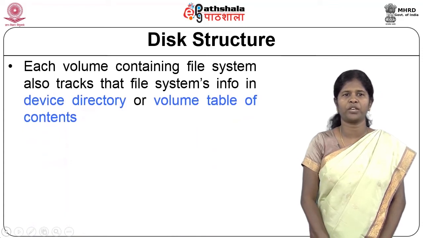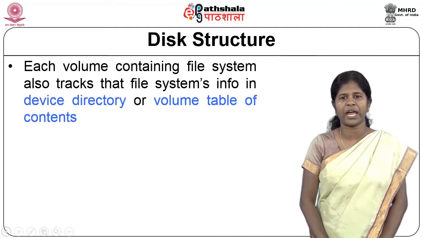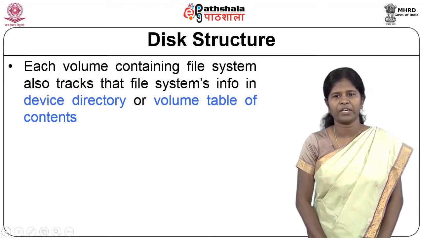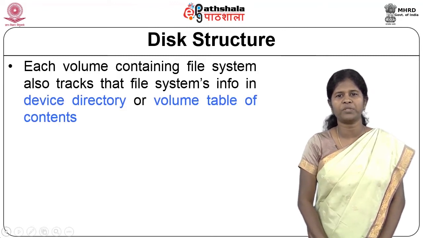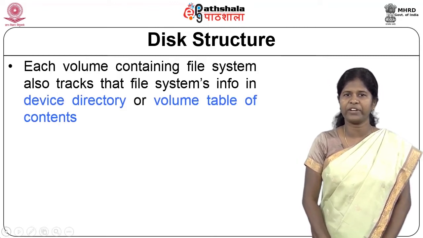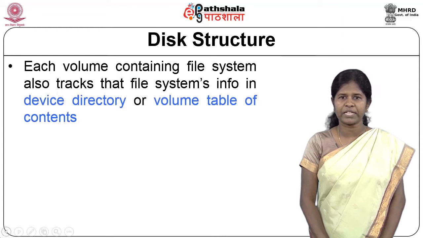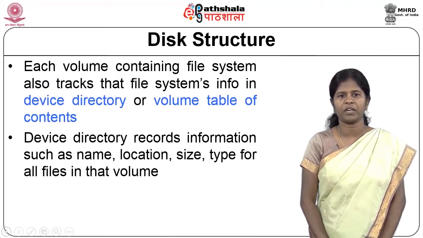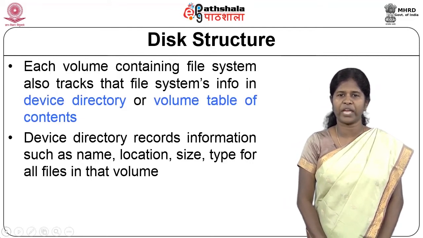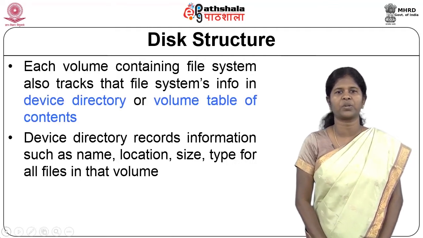And so, each volume will have a file system, and hence it is also necessary to track the file system's information. So, each volume will have a device directory or a volume table of contents. This device directory or volume table of contents will give details about the different files that are placed in the file system present in that particular volume. It will record information like the name, the location, the size, and the type of all the files that are kept in that volume.